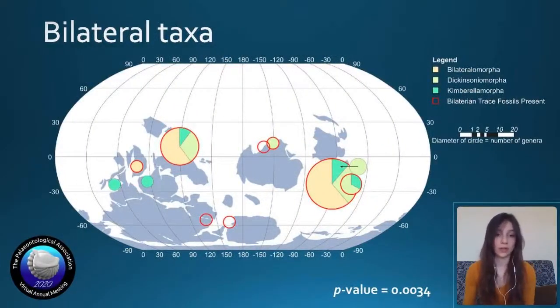So looking at where these are distributed across the globe, we can see that all body fossils from each of these three groups are found entirely within the lowest 30-degree latitudinal band, with a few trace fossils that are thought to be produced by bilateral taxa at high latitudes towards the very end of the late Ediacaran.